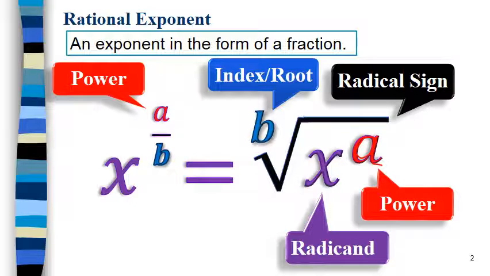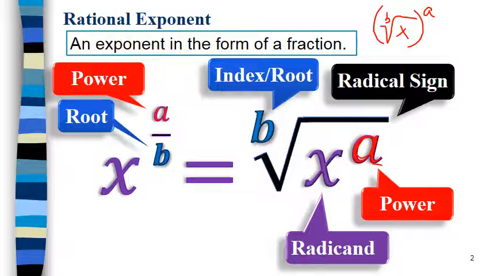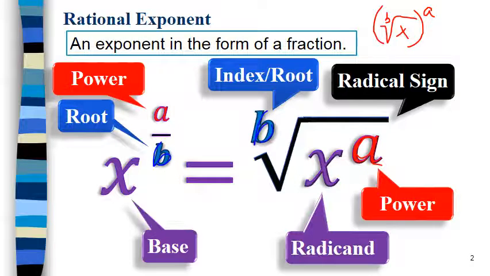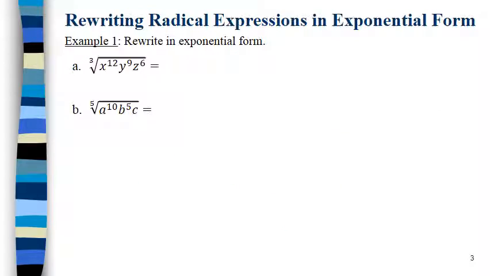You can also see it written as the b root of x to the a, so that's the same. b is the root, so the denominator of the fraction will be the root or index of the radical expression. And then, of course, you have the base, which is the part of the radicand that is the base of the power. Okay, so let's do a couple examples.